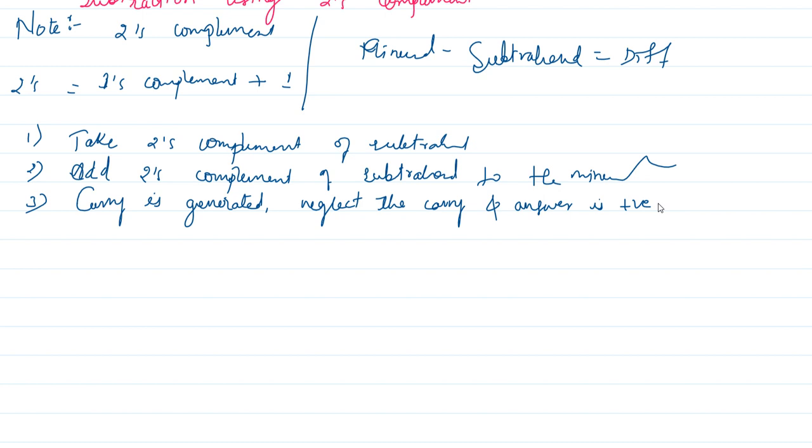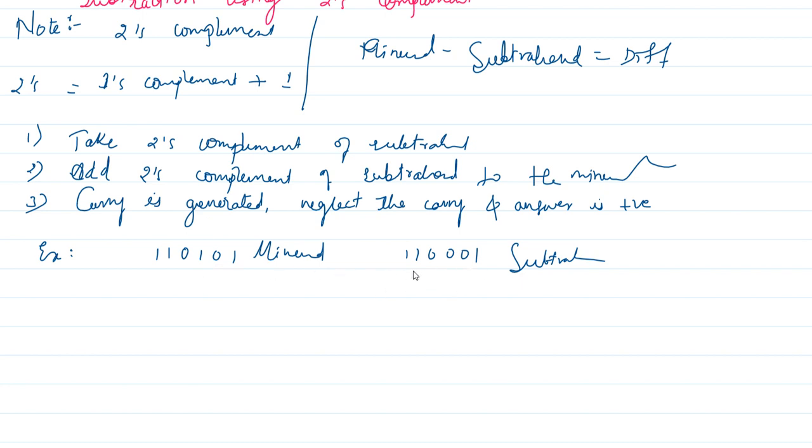Let's take an example. Say for example, the given number is 11001, this is minus. What is subtrahend now? The given subtrahend is 11000. These are binary numbers, so I don't write base as 2. I know the subtrahend. What are the steps? Take 2's complement of subtrahend.